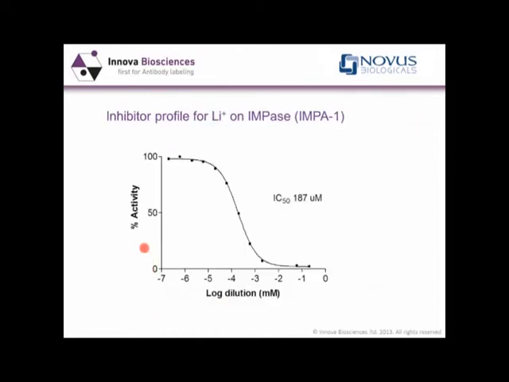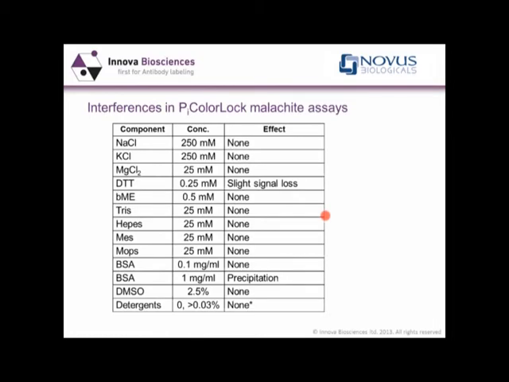Okay, this is just an example of the data you would get using malachite reagent in a drug screening setup. This is an inositol monophosphatase enzyme, known inhibitor is lithium, and we get an IC50, typical dose response curve, IC50 as expected.